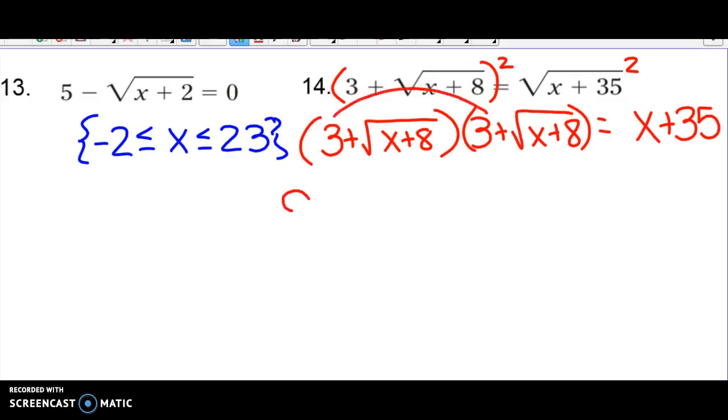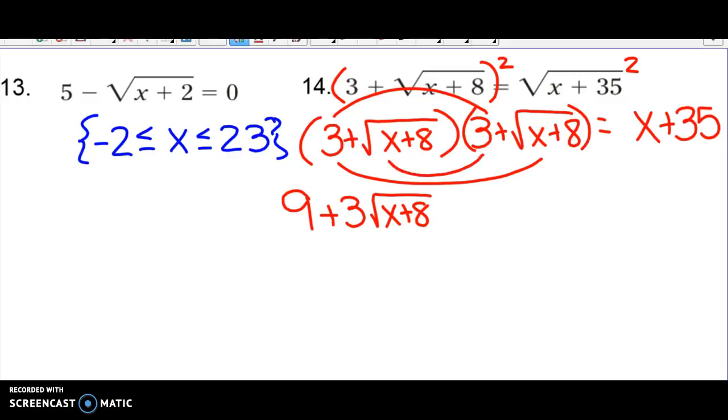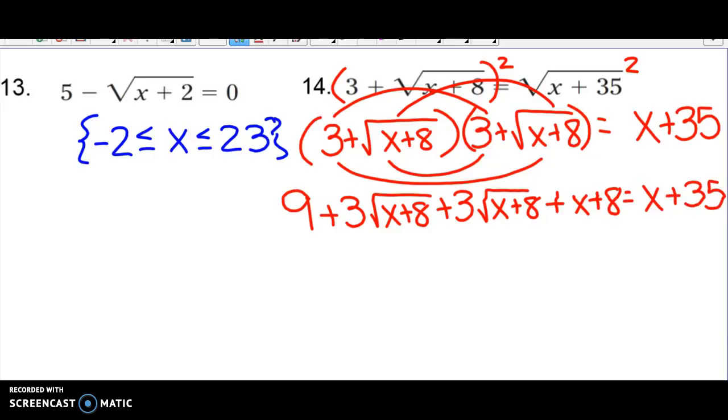3 times 3 is 9. 3 times that is really just 3 times that. And I'm doing every step, okay, but really you could have just made this a 6. But we're just going to do all the steps right now. And then this is really just the square root of x plus 8 all squared. So that's going to give you x plus 8. And then we're going to just bring on over the x plus 35.